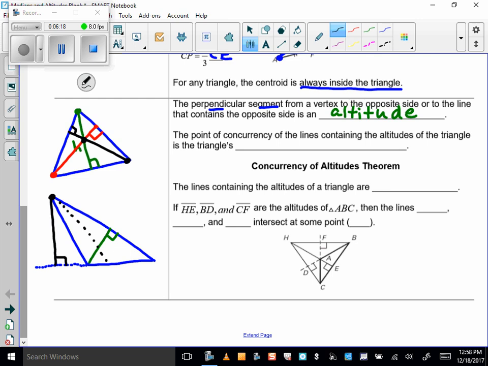So there's that altitude. And then likewise, if I was trying to come from this vertex to the opposite side, I would not be able to get a perpendicular unless I extend this side. Then I can drop my perpendicular. And what's going to happen is those three lines, those three altitudes are still concurrent, but I'm going to have to extend them to find the point of concurrency.